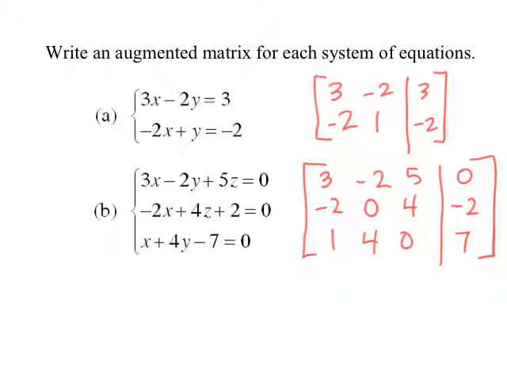So the first one was pretty straightforward. Everything was organized nice and neat, so you're able to just put the new numbers in. But the second one, I hope you saw that you're missing a y in this equation and you're missing a z in this equation, so that's why we have 0 coefficients. And also the solutions were on the left-hand side, so you had to move the -2 over and move the 7 over. So that is the correct augmented matrix for this set of equations.